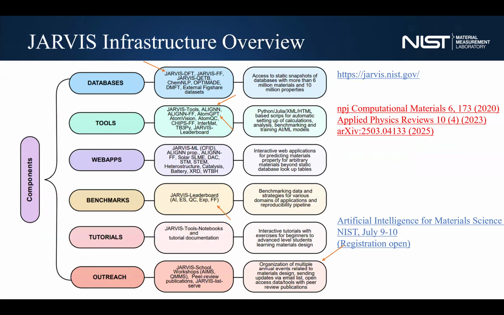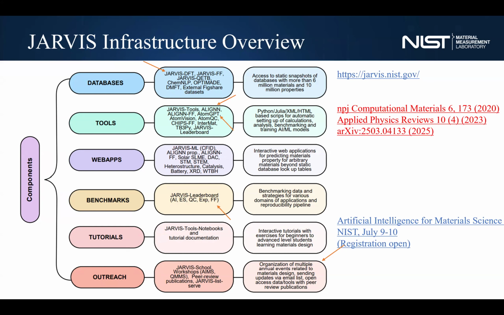So now I would like to point out this is not just a database of density functional theory, it also has classical force field, tight binding, dynamical mean field theory, quantum Monte Carlo, and so on. But we also have tools like ALIGNN, AtomGPT, atomistic quantum computation, machine vision for computers, CHIPS-FF for benchmarking classical force field or machine learning force field, InterMat for interface design, tight binding model, TB3Py, and so on. I'll be primarily focused on AtomGPT and ALIGNN.